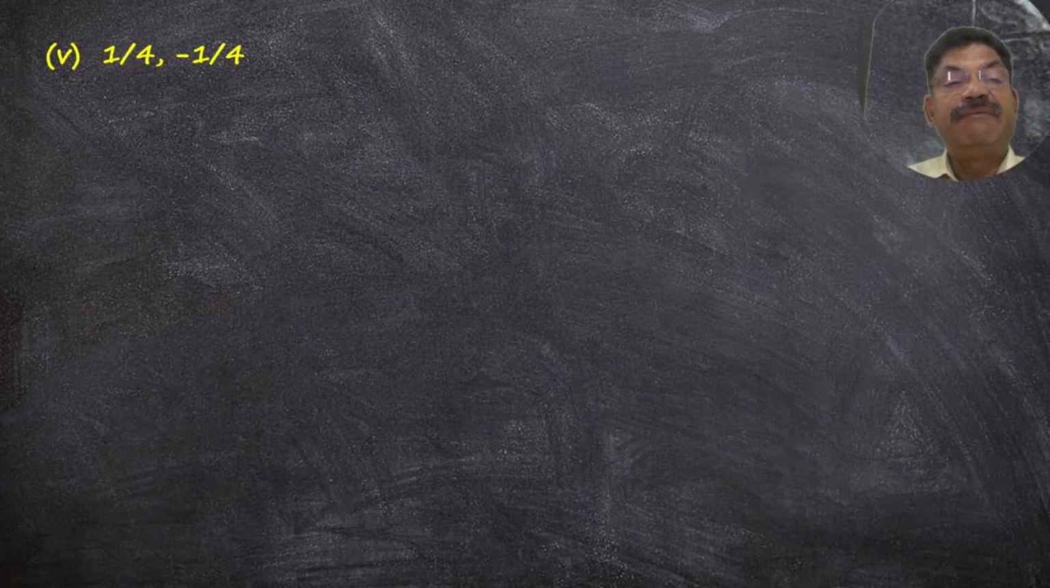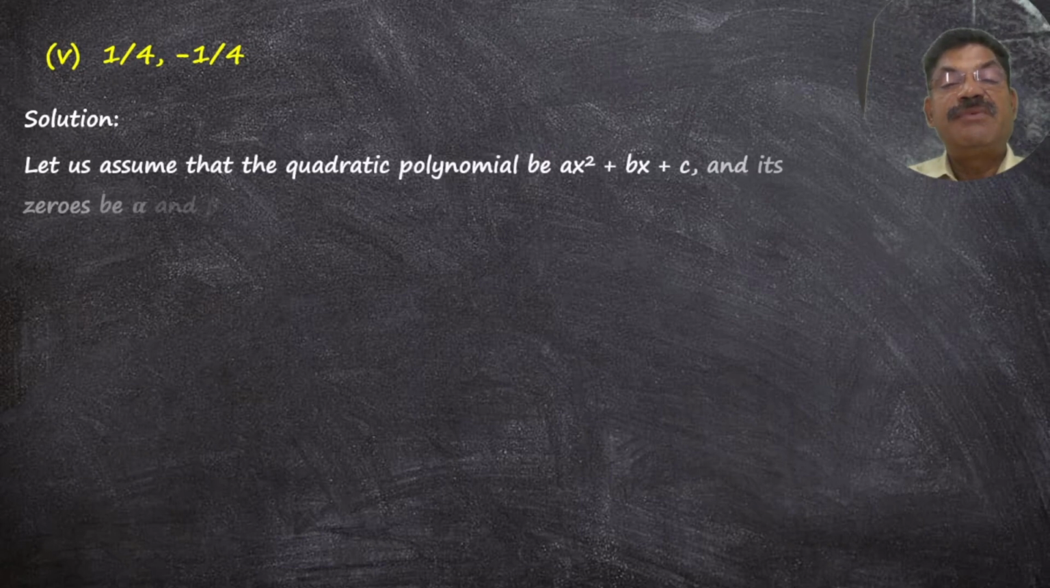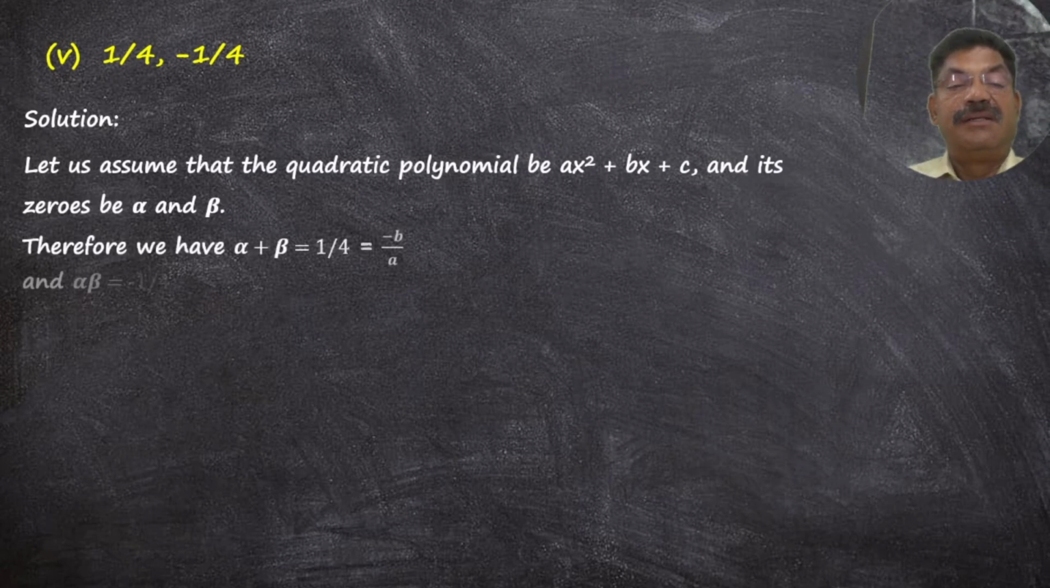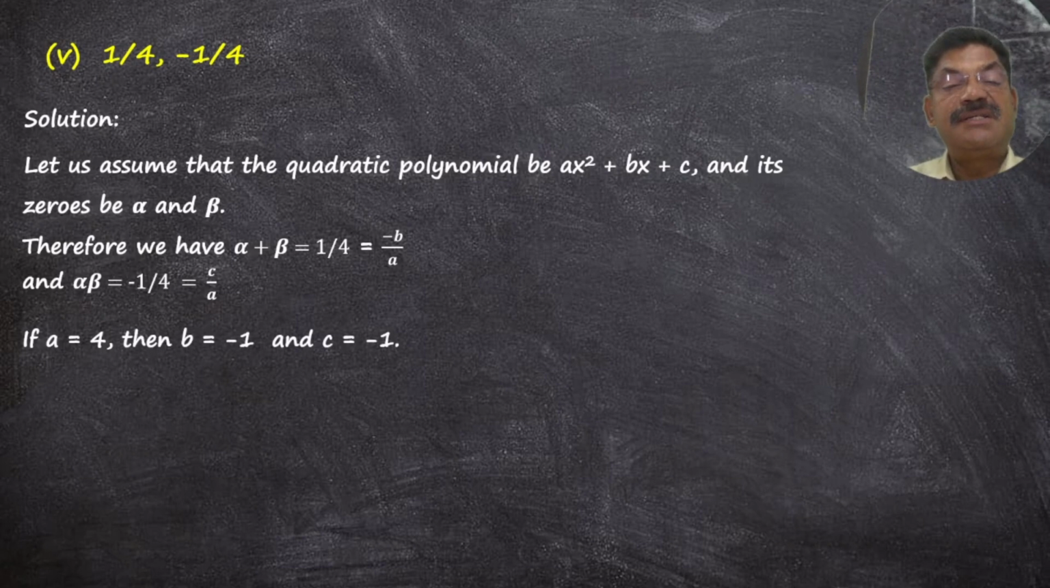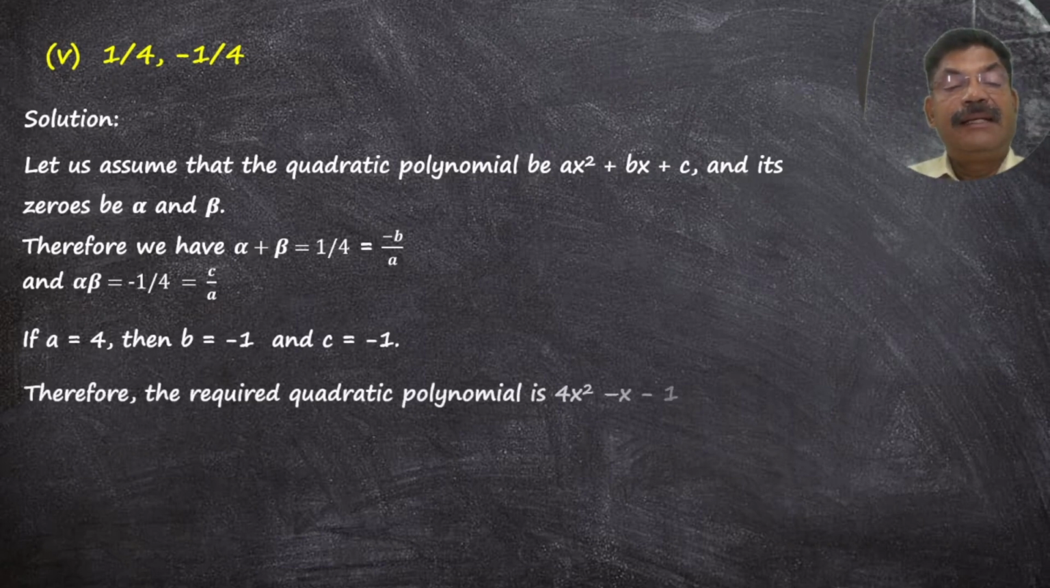Now we move on to the fifth problem, 1 by 4 comma minus 1 by 4. So same way, you assume ax square plus bx plus c as the polynomial, alpha and beta as zeros. We are given alpha plus beta is equal to 1 by 4, which is equal to minus b by a, and alpha beta is equal to minus 1 by 4, which is equal to c by a. If a equal to 4, then b equal to minus 1 and c equal to minus 1. Therefore, the required quadratic polynomial is 4x square minus x minus 1.